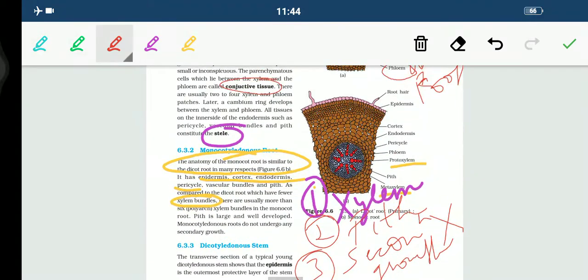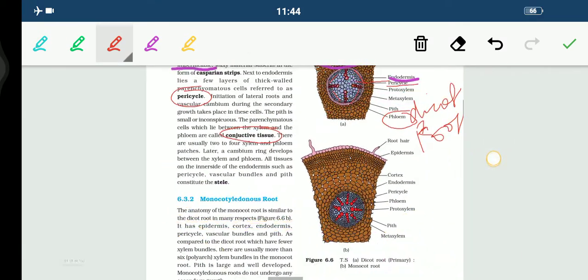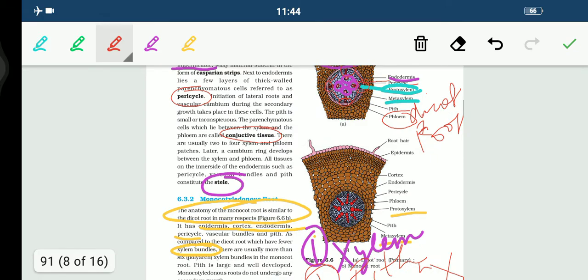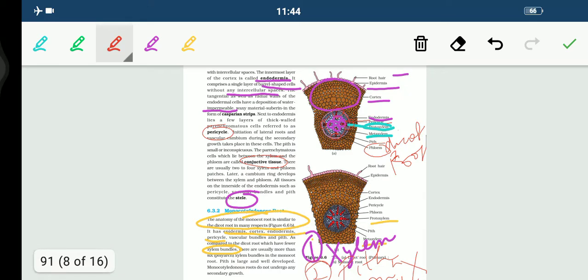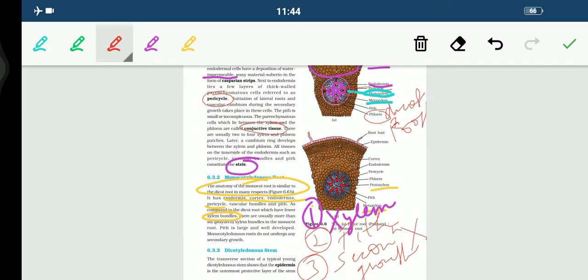I would like to show you both of them together. You can see here, the above one is the dicot root and the below one is the monocot root. You can see that xylem bundles are more in the monocotyledonous root, the pith is large and well developed, and there is no secondary growth.